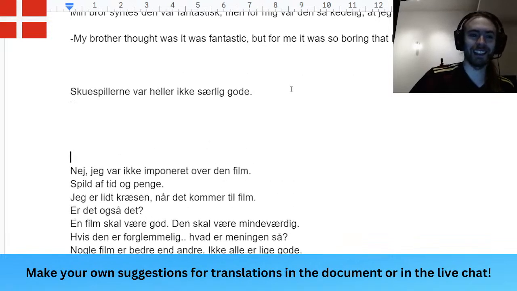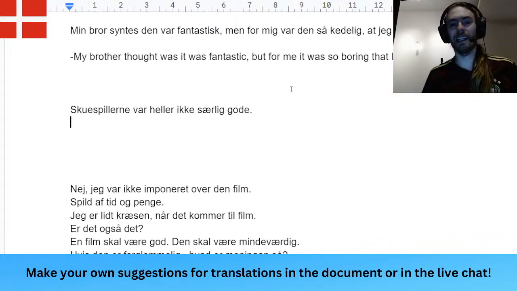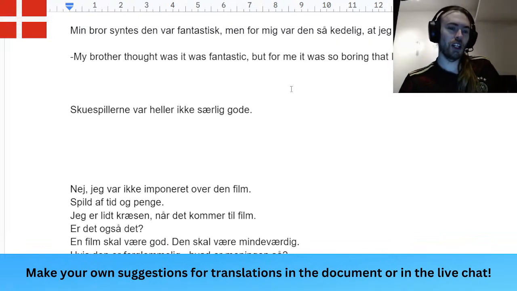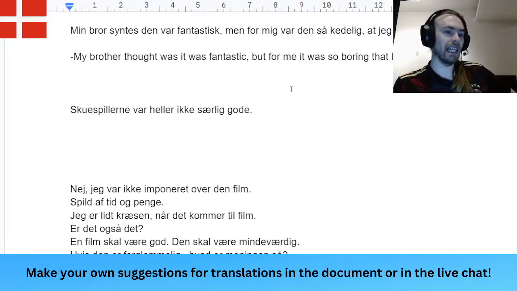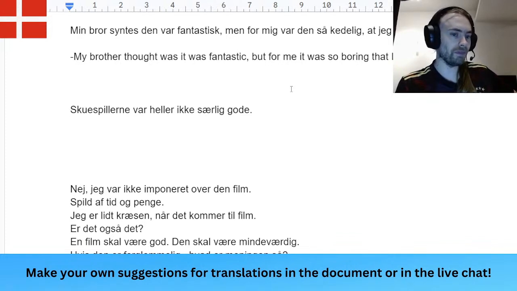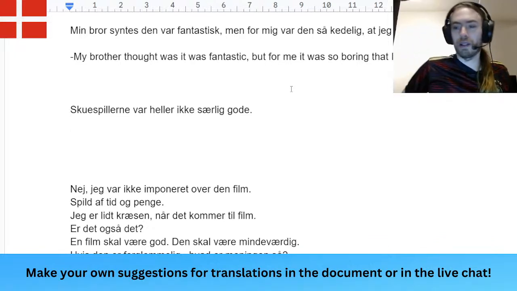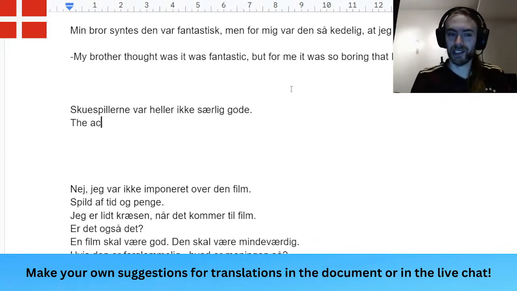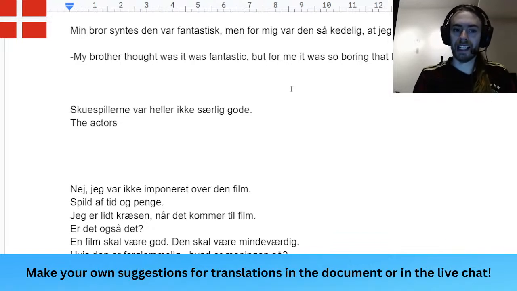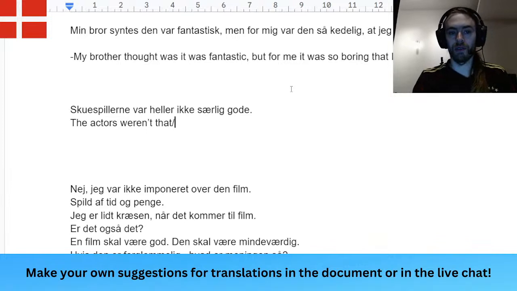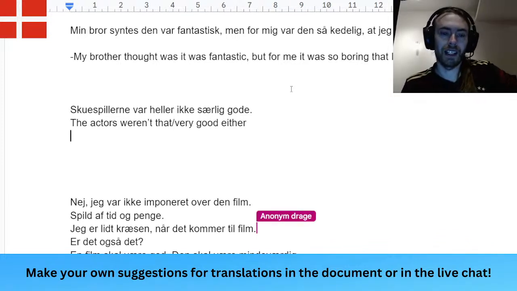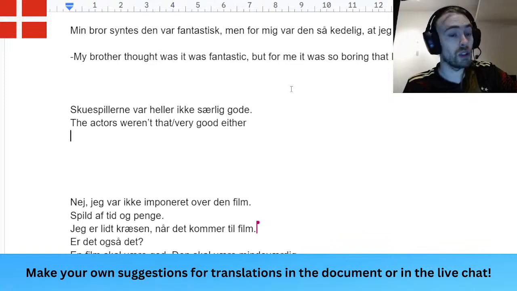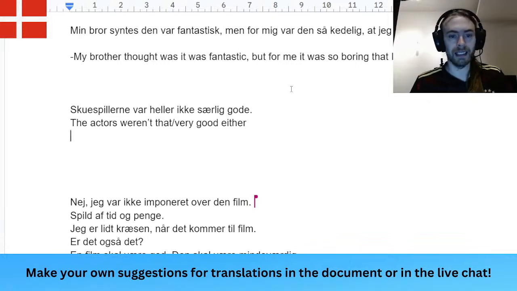Nemlig, okay, skuespillerne var heller ikke særlig gode. What is skuespiller? It's not really similar to anything in English or any other European language that I know of, other than Swedish probably. So what is it? Skuespiller. The actors, right? The actors weren't that or very good either. Skuespillerne var heller ikke særlig gode. Så heller ikke, not da either, ikke? Og neither.